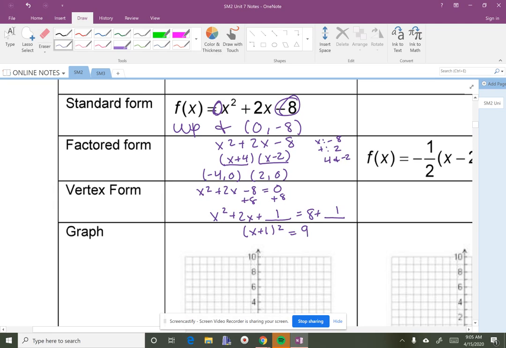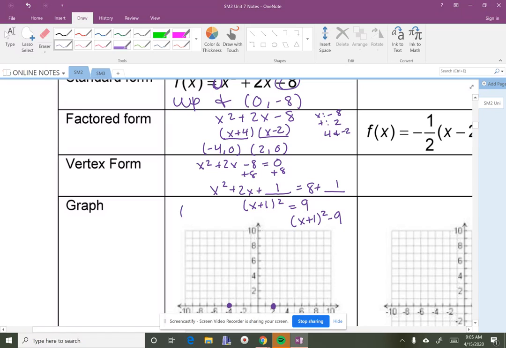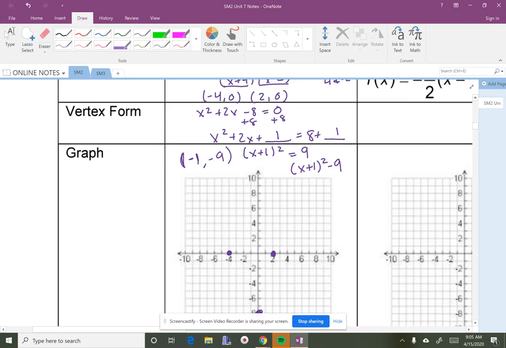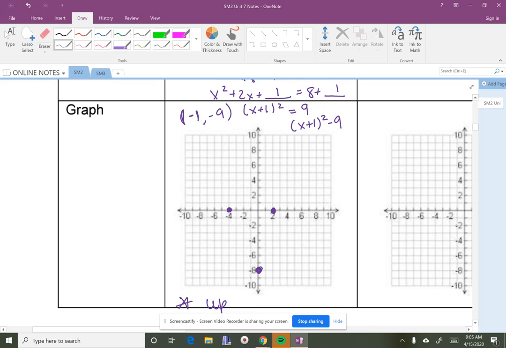So I'm going to move the 9 over, and I get (x + 1) squared minus 9. This tells me that my vertex is at the point (-1, -9), because we switch the signs. So I go to (-1, -9). That's right here. That also tells me that my axis of symmetry is at x equals -1. So that's going to cut it in half, which means that I am also going to have a really good point right there.